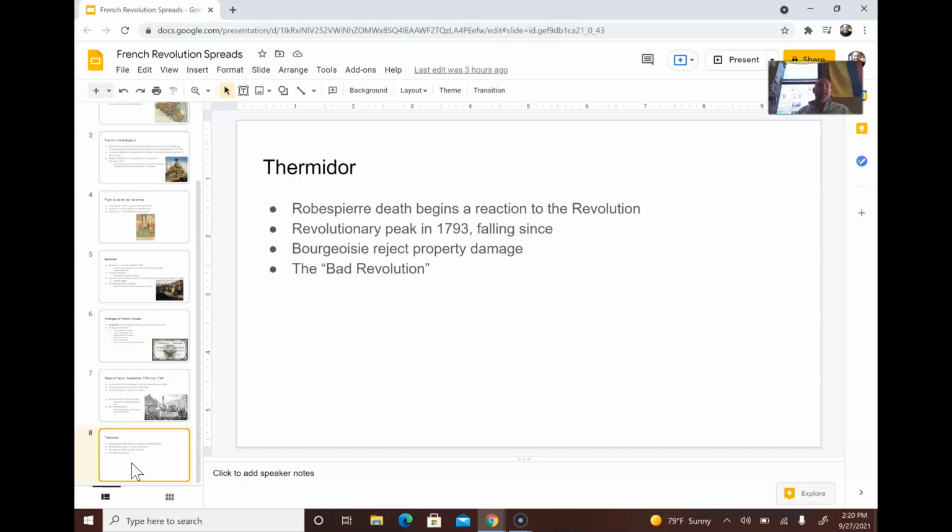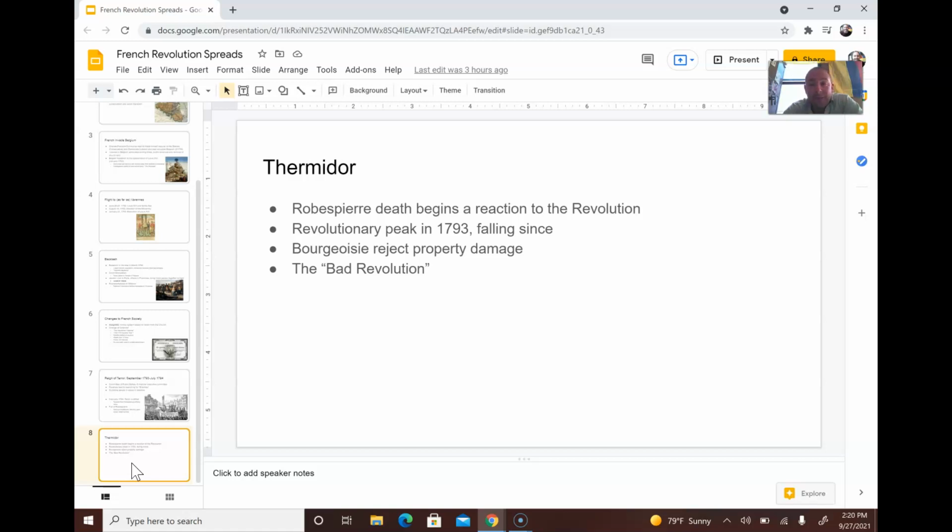This begins the Thermidorian reaction. So the Thermidorian reaction is where the reign of terror comes to an end, and the sort of craziness of the French Revolution stops. Robespierre is dead. The revolutionary fervor peaked earlier in the reign of terror in 1793.